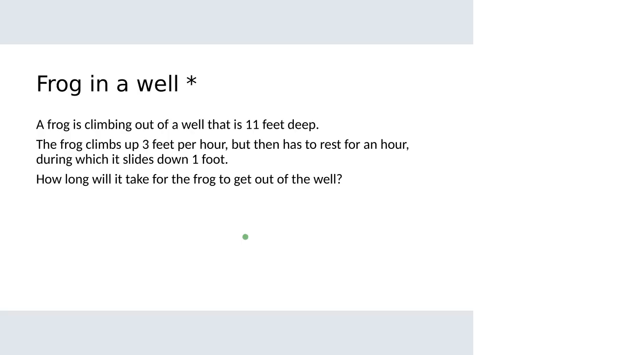And these are in hours. So we're not going to take minutes into account here. It's just hours. How many hours will it take this frog to get out of the well?